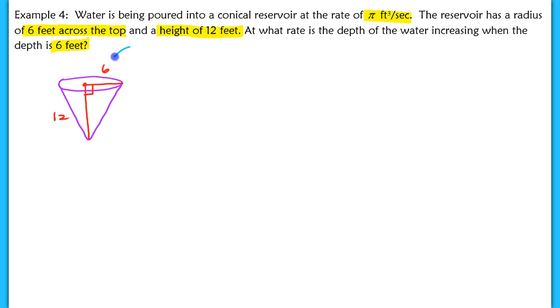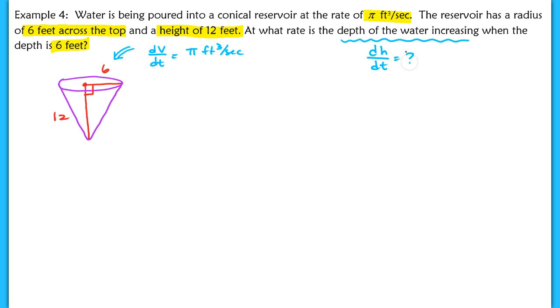Now we know that water is being poured into the cone, and it's at a rate of pi cubic feet per second. So this represents the change in the volume of that cone. So dV/dt here is pi cubic feet per second, and this is positive because we are filling the cup, or the cone. Now if we want to find the rate at which the depth of the water is increasing, really what this is asking for is dh/dt.